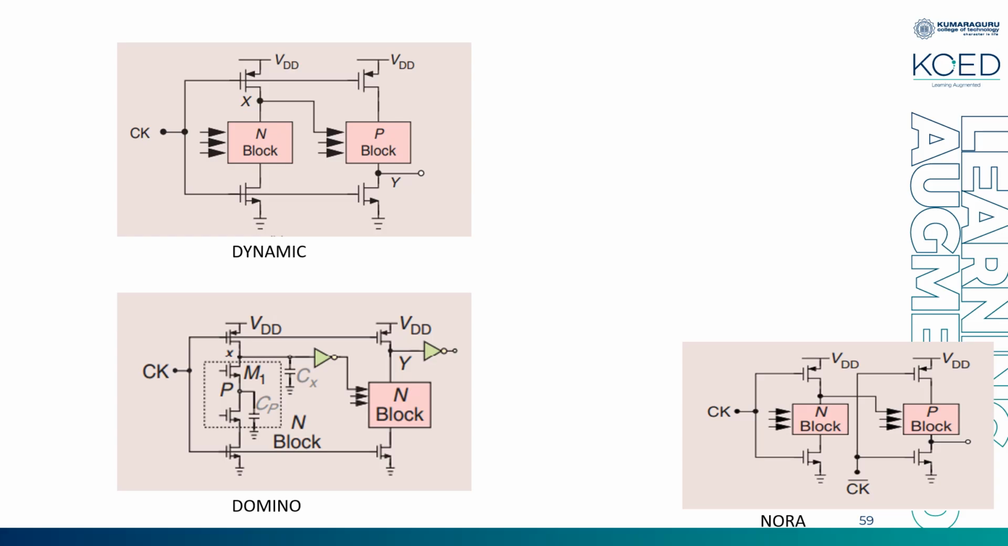So in the early 1970s itself, those two people whom we saw in the last slide tried all these logic styles. So dynamic, domino, and some more logic styles are also there, like C square MOS, that is clocked CMOS.